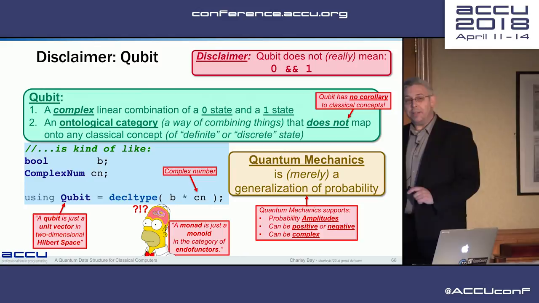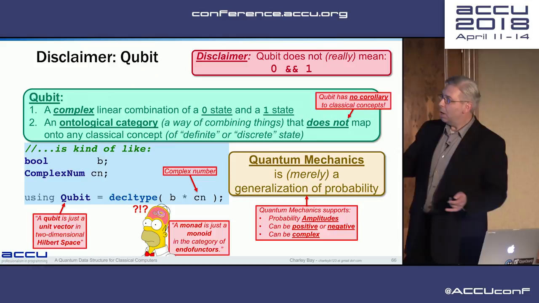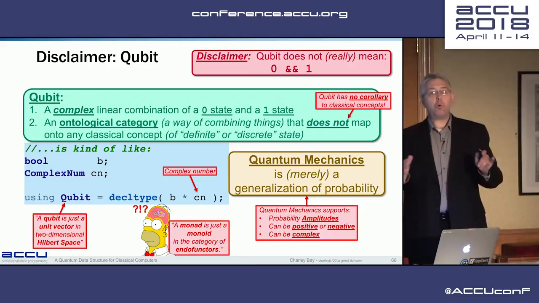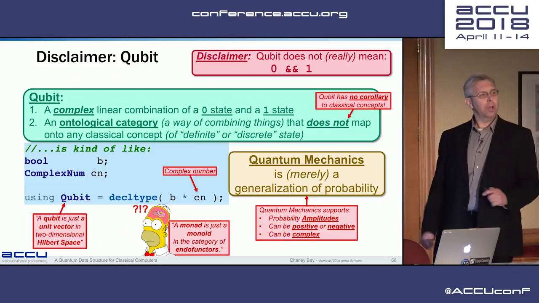And the physics guys, well, they have a similar thing. Well, what's a qubit? Oh, well, a qubit is just a unit vector in two-dimensional Hilbert space. So if someone questions whether or not you understand what a qubit is, you just say that, and then everyone will just know. You do, in fact, know what a qubit is.